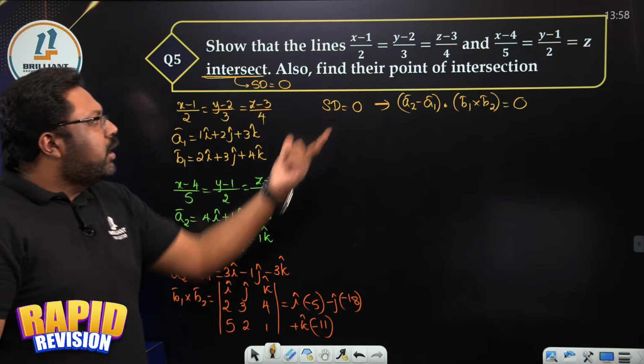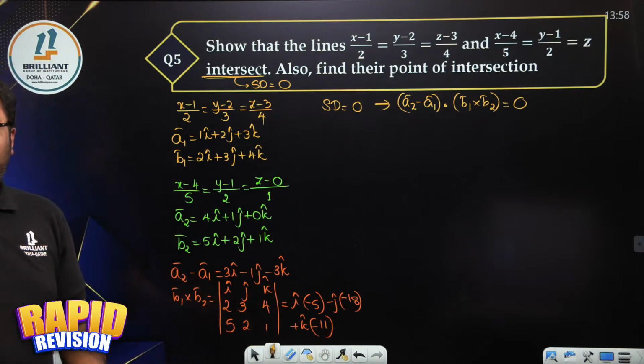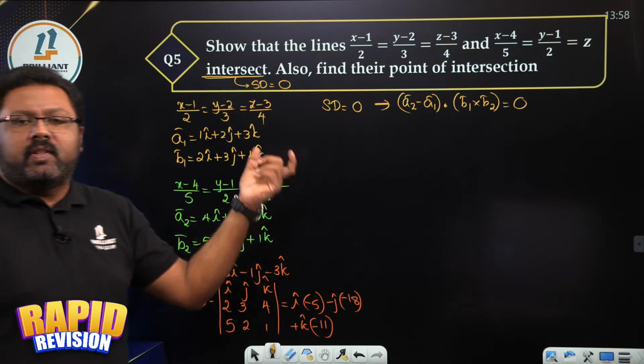Yes, the numerator in the formula should be 0. So I don't have to find the entire shortest distance here. Okay, if the numerator is 0, then the shortest distance is 0.